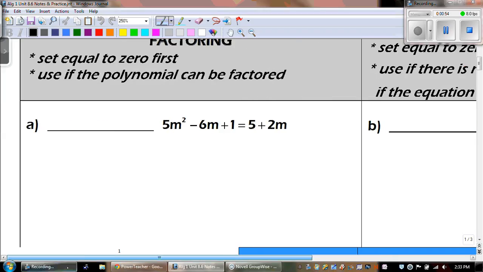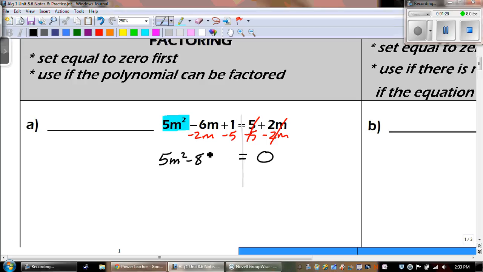So let's look at the first one. If I'm going to set this equal to 0, I want to make sure that my quadratic term is positive. It's positive right now, so what I'm going to do is move everything else to the left side. Minus the 2m, minus the 2m. Everything on the right-hand side cancels, and we're left with the 0, which is what we want. And now on the left side, we have 5m squared minus 8m minus 4.